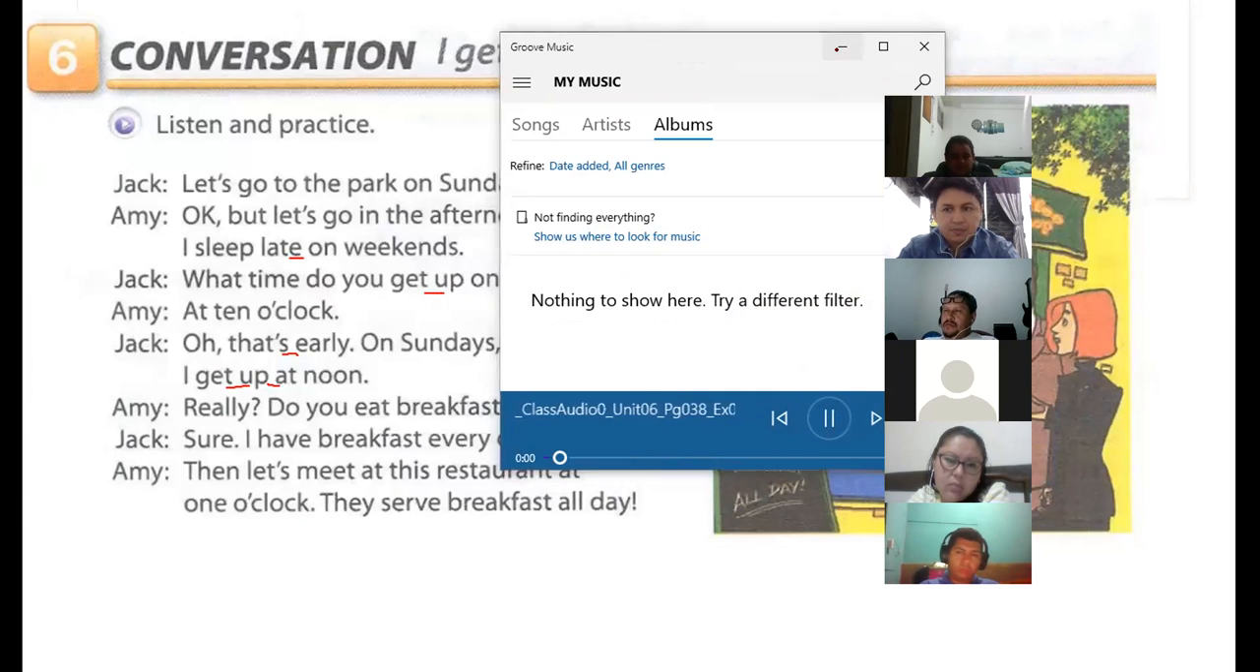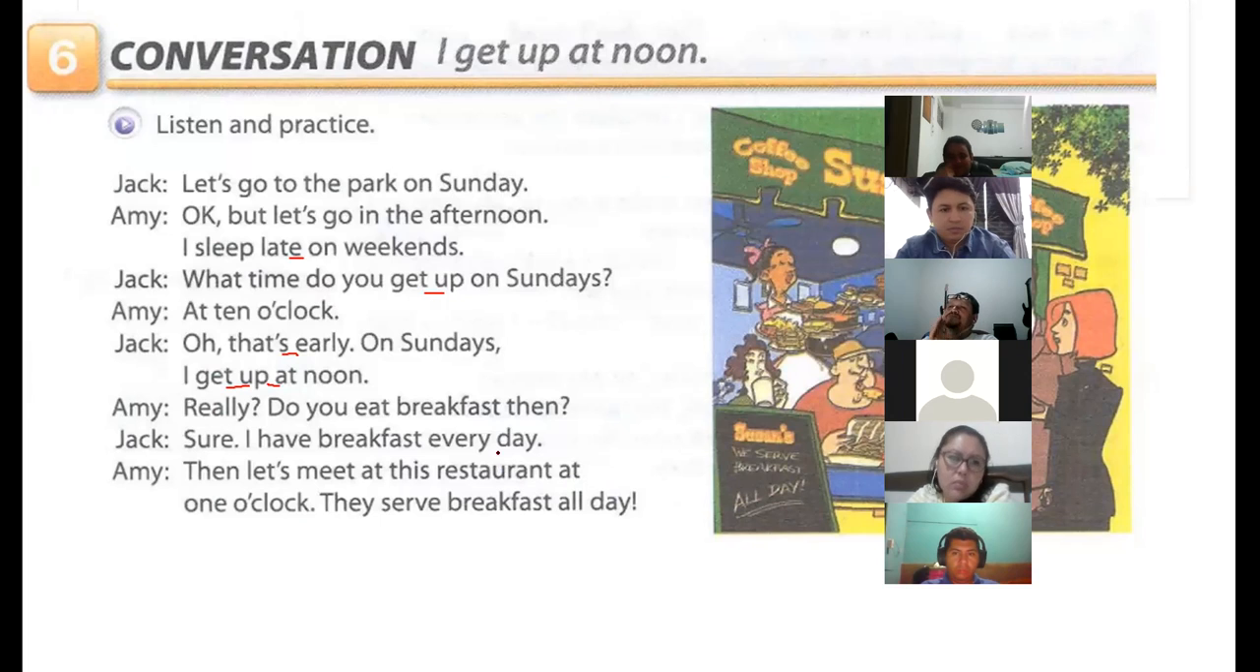Again. Page 38, exercise 6, conversation. I get up at noon. Listen and practice. Let's go to the park on Sunday. Okay, but let's go in the afternoon. I sleep late on weekends. What time do you get up on Sundays? At 10 o'clock. Oh, that's early. On Sundays, I get up at noon. Really? Do you eat breakfast then? Sure. I have breakfast every day. Then let's meet at this restaurant at 1 o'clock. They serve breakfast all day.